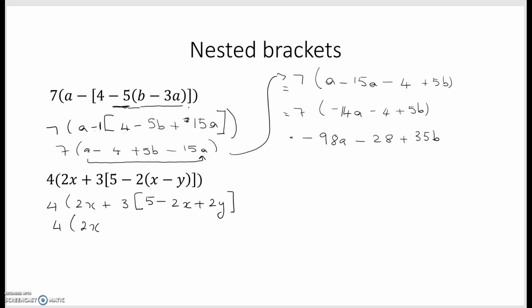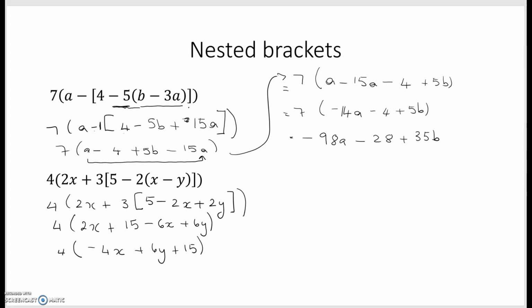Now we need to do the 3 times everything in there. So it would be plus 3 times 5, which is 15, minus 3 times 2x, which would be minus 6x, plus 3 times 2y, which would be plus 6y. Okay, now we need to tidy up that rounded bracket. So 2x minus 6x is negative 4x, plus 6y, plus 15. I can just tidy the order up, it doesn't matter.